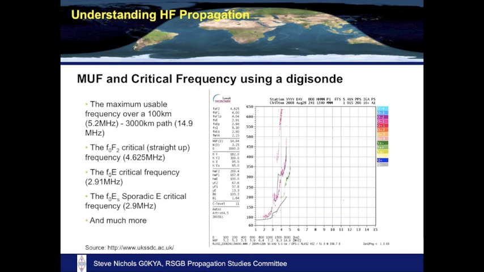From this, we can then deduce something else. We can deduce, well, what would be the maximum usable frequency over a longer path? And this suggests that over a 100-kilometer path, about 62 miles, we could use 5.2 megahertz, or over a 3,000 kilometer path we could be using 14.9 megahertz. So again, what it's doing is actually working out the maximum usable frequency over a long distance from the critical frequency. It's not actually measuring that distance, it's suggesting, well, given this information, we can deduce that the maximum usable frequency over this path would be X or Y.